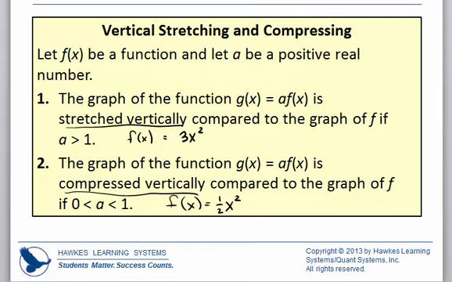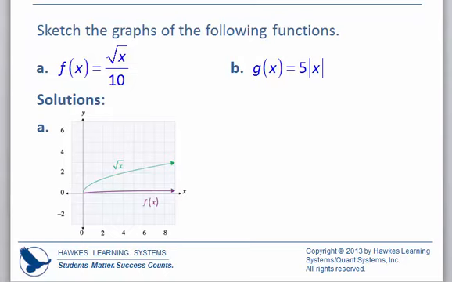Let's look at an example. Sketch the graph of the following functions. Part A asks us to graph f of x is equal to the square root of x divided by 10. Now, we probably want to look at this square root of x divided by 10 as being 1/10 times the square root of x, so that we can identify the 1/10 as being our a value, keeping in mind that that a value is in between 0 and 1. So we know in that case that we should be looking at a vertical compression for the graph.